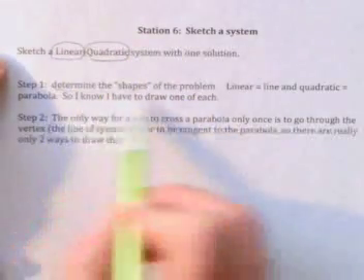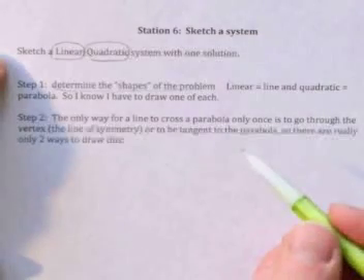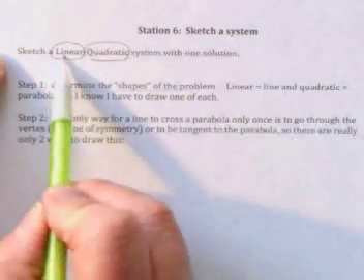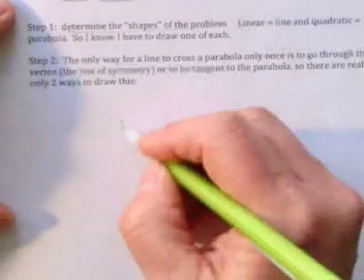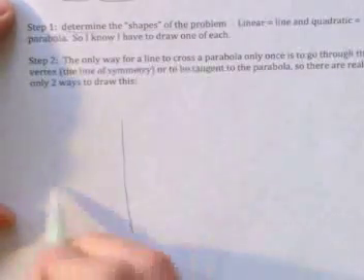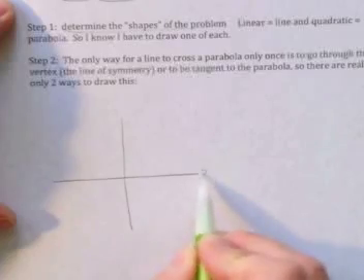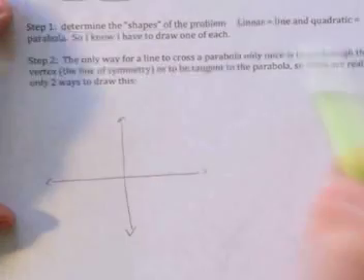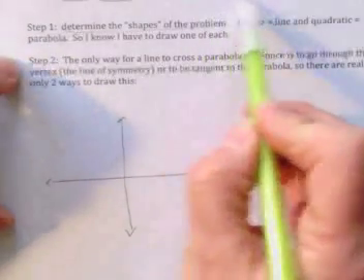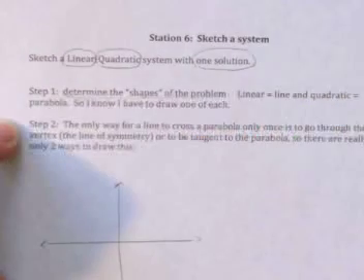So step one is to determine the shapes of the problem. In other words, I have a line and I have a parabola. So when I sketch the system, I'm going to have one of each. Now it's also told me that the sketch should have just one solution.